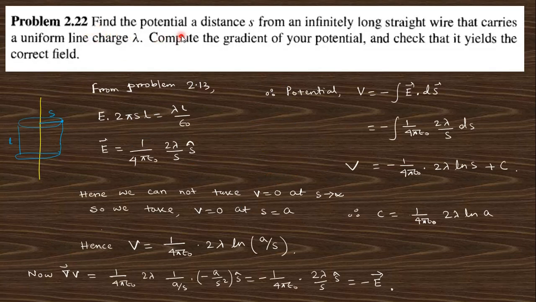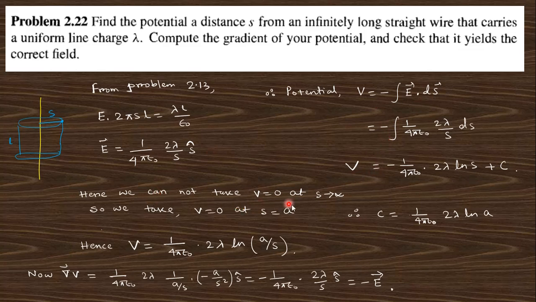2.22. Find the potential at a distance s from an infinitely long straight wire carrying a line charge density lambda. This is a long straight wire with line charge density lambda. You need to find the potential at distance s, then compute the gradient of the potential and check whether it gives the correct field. You will get the electric field from problem 2.13 using Gauss's theorem. So the potential will be minus E dot ds, and you will get it like that.